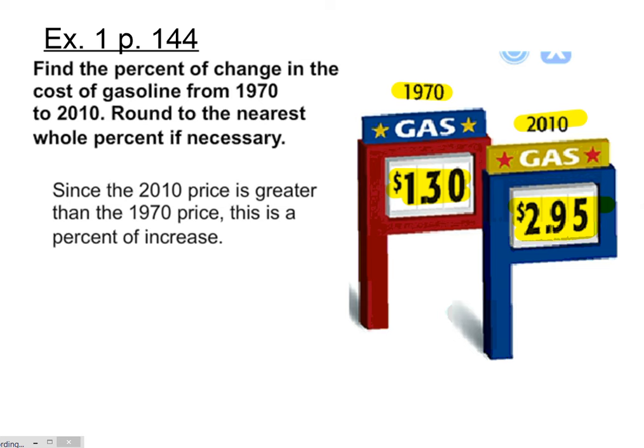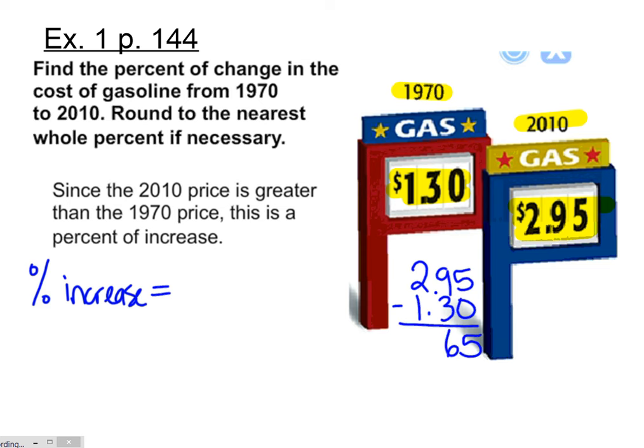So to find the percent of increase, we need the change of increase. To find the change, we take the difference of the new price minus the original price. When you subtract that, you get $1.65. That's how much the price has increased. Divide the increase by the original amount, $1.65 divided by $1.30. And these are dollars, so I can include the dollar sign.